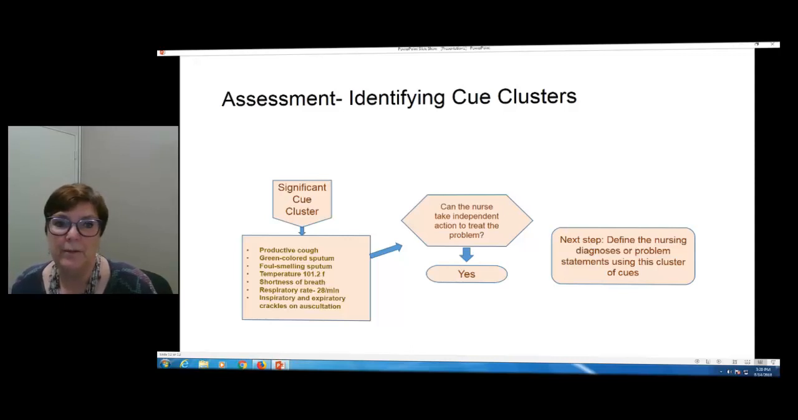So this concludes assessment. I'm going to stop here, and then you can go ahead and open up the nursing diagnosis PowerPoint, or you can go back and review this one to try to understand assessment better. If you have any questions, please see me.